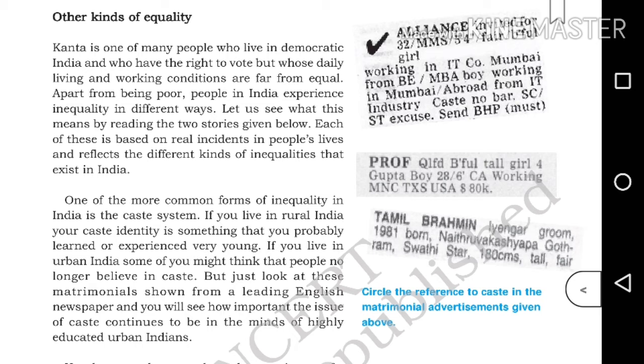So, one example of inequality is the caste system. Our caste identities are more important when we live in rural areas than in urban areas, whereas in urban areas, they focus mainly on our education. Okay, this caste system still exists in our country. The matrimonials given in this English newspaper point that out, isn't it? Even now these caste systems exist in our country.